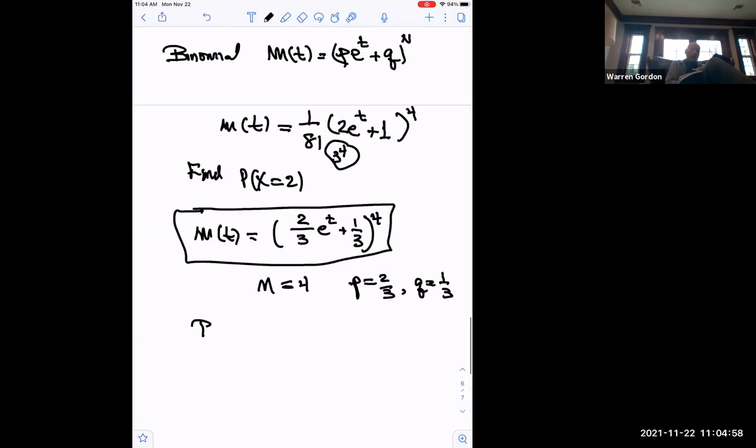Therefore, the probability that x equals 2 is 4 choose 2, 2/3 squared times 1/3 squared. And this will give you the answer.